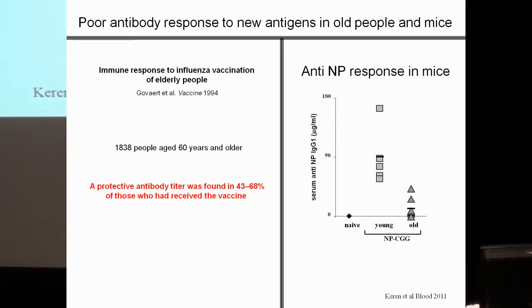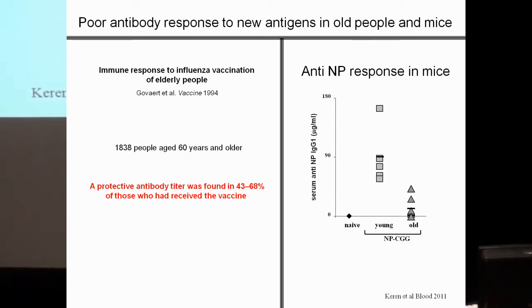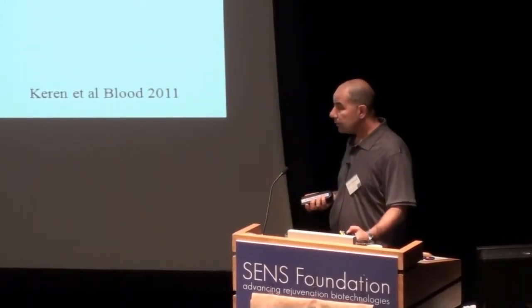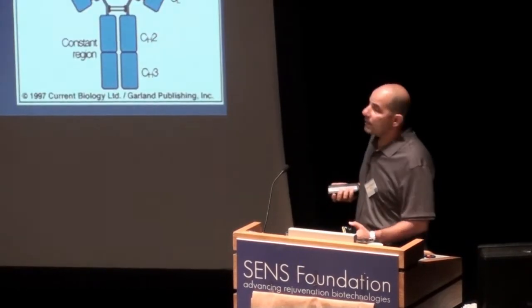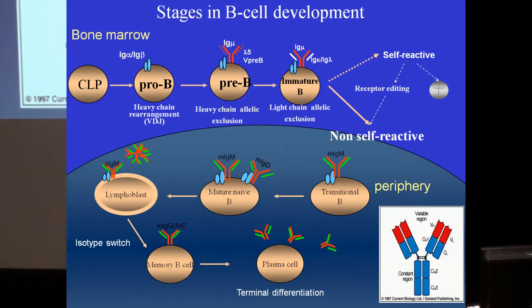We could easily recapitulate that in a mouse model in the lab, where you immunize mice with NP, a B-cell-specific antigen. You see that young mice develop a nice amount of antibodies, whereas old mice fail to do so. So what is it in the B cells that is happening in aging?